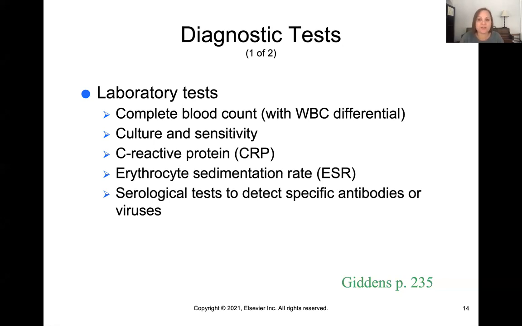Now, the differential just means that there are specific types of white blood cells that can be detected in a lab study, which can give you an idea of how invasive this infection is, or even what kind of infection it might be.